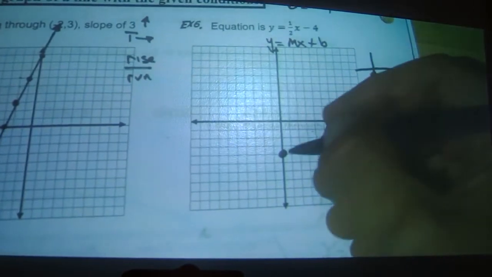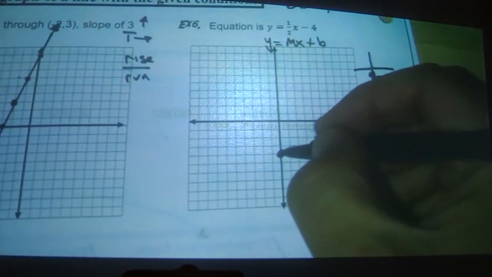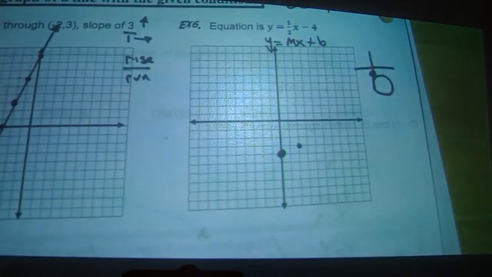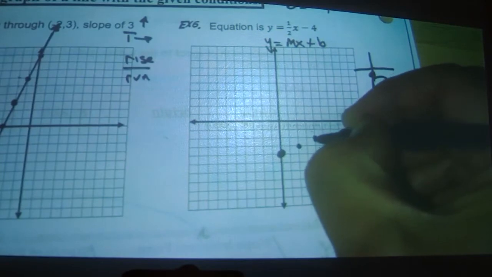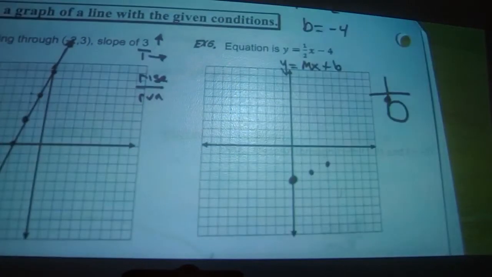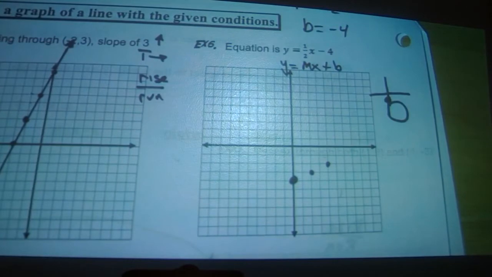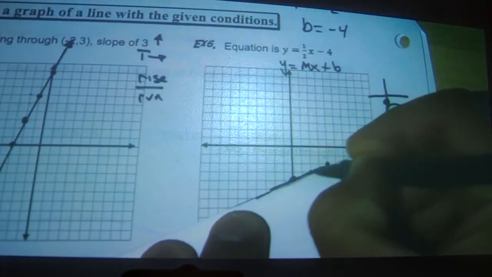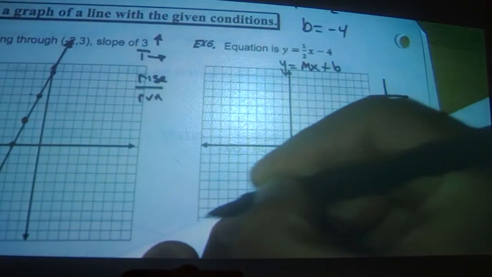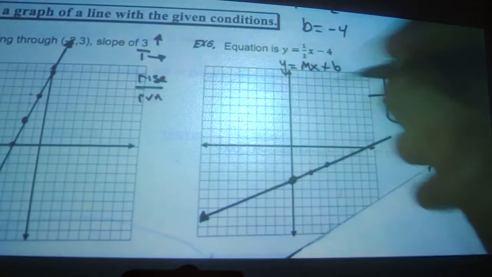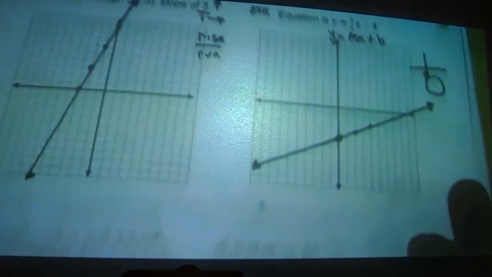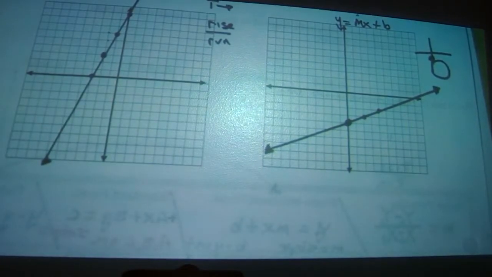Now it's time for rise over run. Sarah says that's 1 over 2. So up 1 over 2. Up 1 over 2. Boom. Okay. That's definitely positive slope, so I can connect the dots. Connect the dots here. That's perfect.